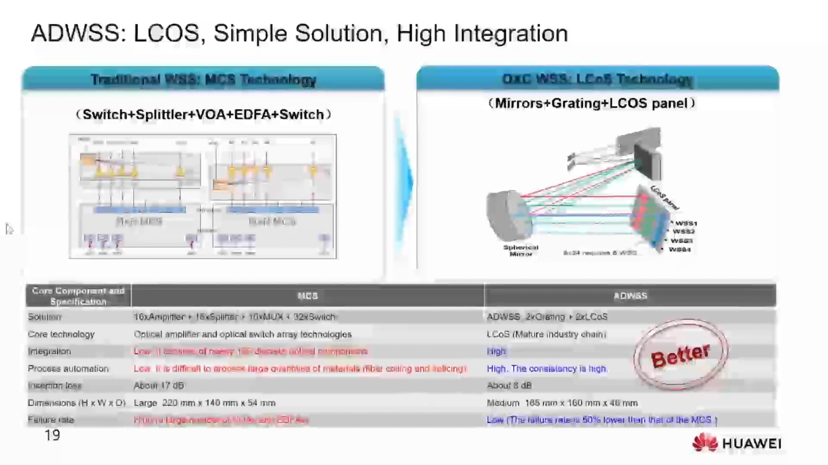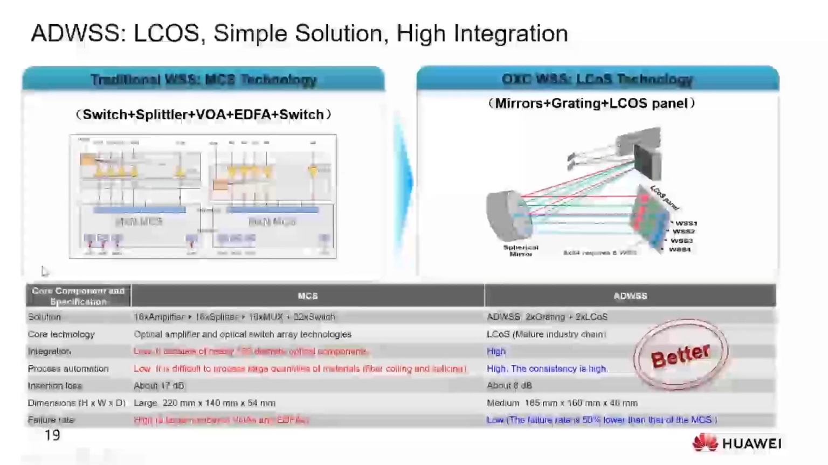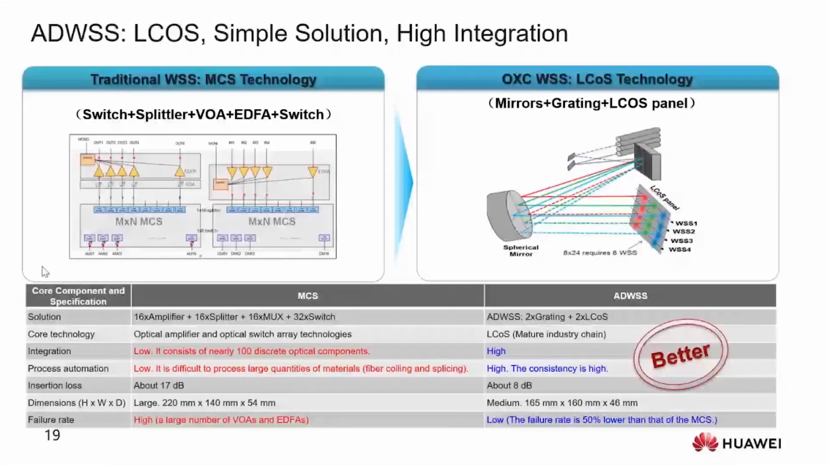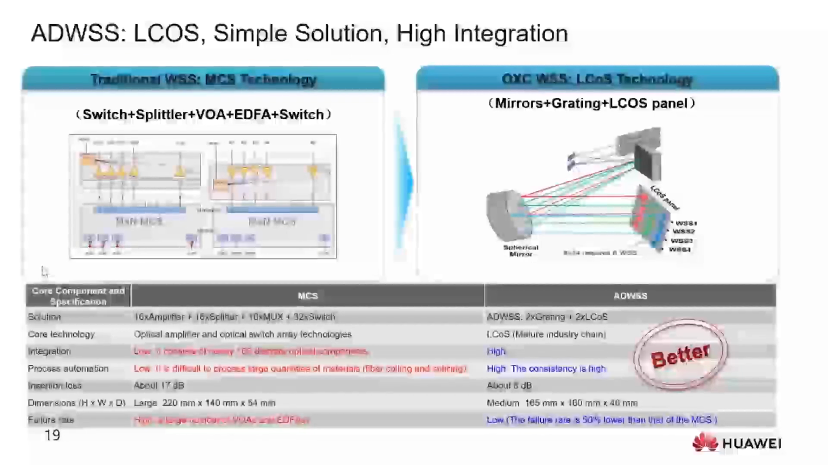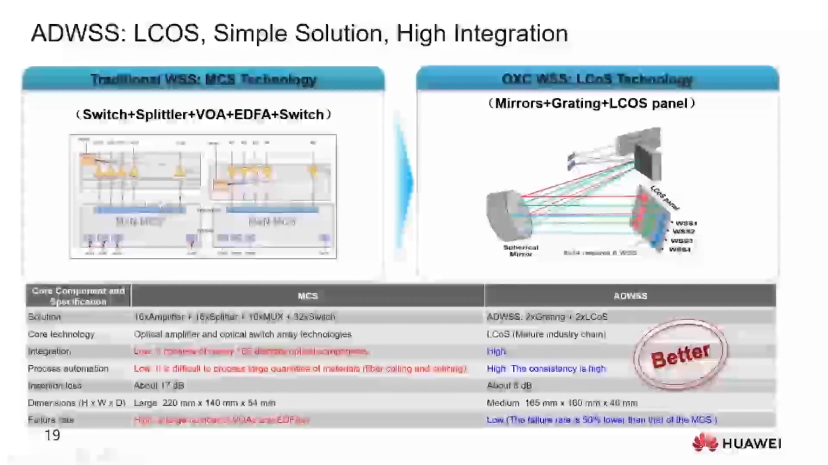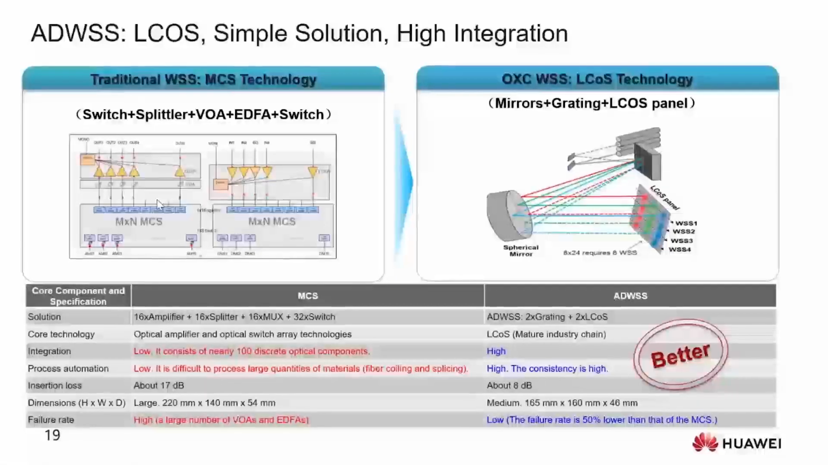And for the component parts, the left side is traditional multicast switch technology. You will see here there are a lot of optical amplifiers. We know that the optical amplifier is a main failure part of the network. The MCS solution integrates up to 16 or even more amplifiers here, so the failure rate is very high.